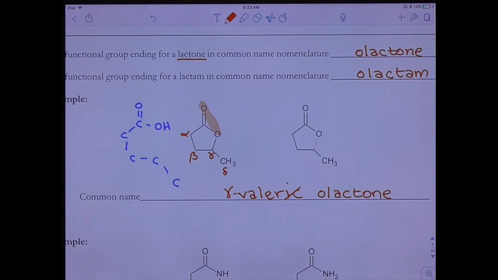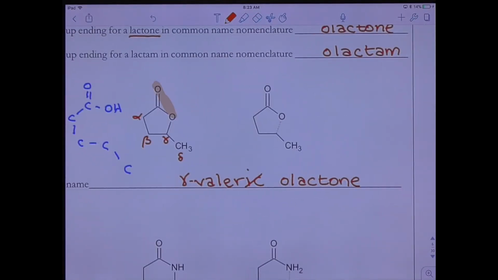So I'm very confused. Why is it gamma valeric? So what is valeric stand for again? I guess I should ask. 5 carbon, 5 carbon, okay. Carboxylic acid in common name. Okay, then why did we put the gamma in front of it? Is that gamma? Yeah. Here, I'll show you.